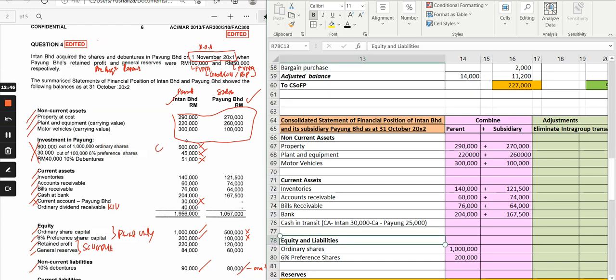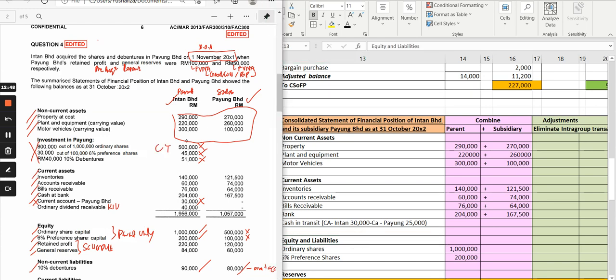I'm going to write here consideration transferred for the ordinary shares. This one is the consideration transferred for the preference shares, and this is the consideration transferred for the debentures. So you can make use of that consideration transferred to calculate your goodwill.